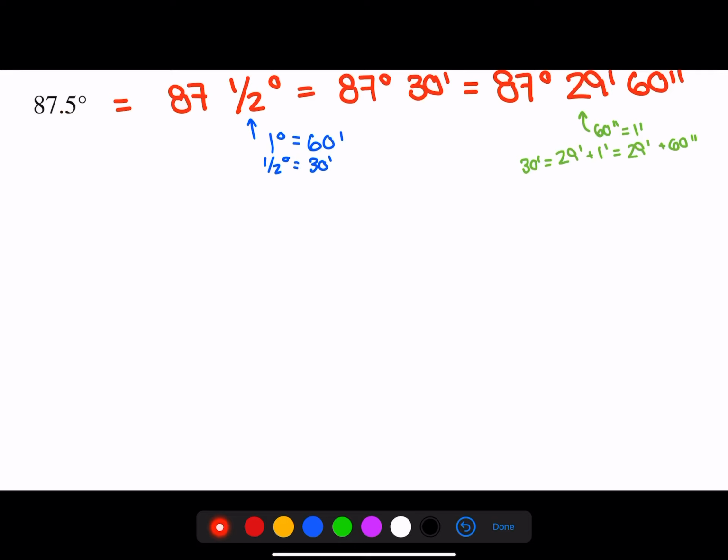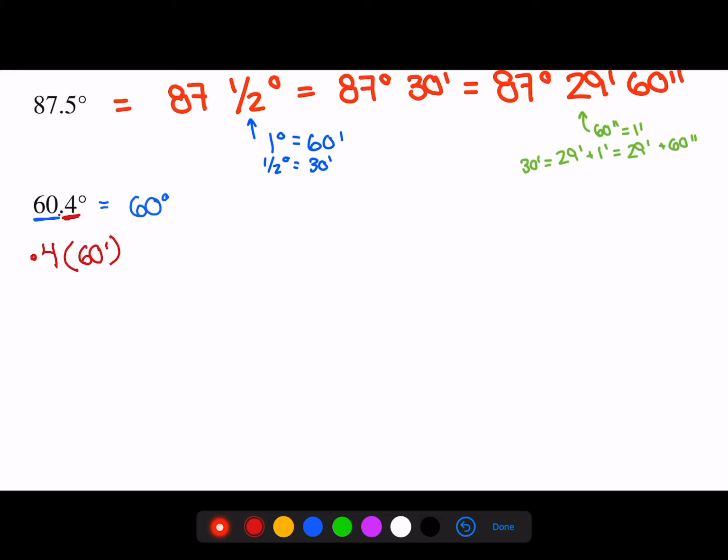Next up, we have 60.4 degrees. So 60.4 degrees. We're going to do the same type of thing here. Again, I start off with my degrees, so I have 60 degrees. And then this time, we have 0.4. So I'm going to do 0.4 times 60 minutes. That way I can convert the decimal to minutes.